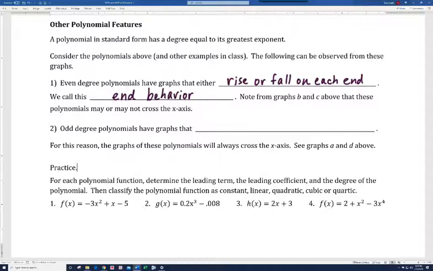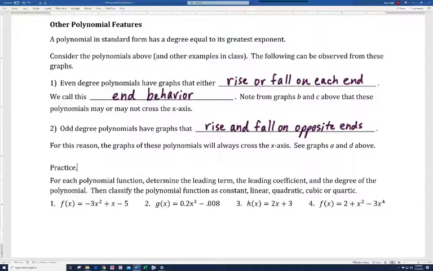If you look at number 2 here, it says odd degree polynomials have graphs that rise and fall on opposite ends. For this reason, the graphs of these polynomials are always going to cross the x-axis. So you can see graphs A and D above if you want to confirm that.